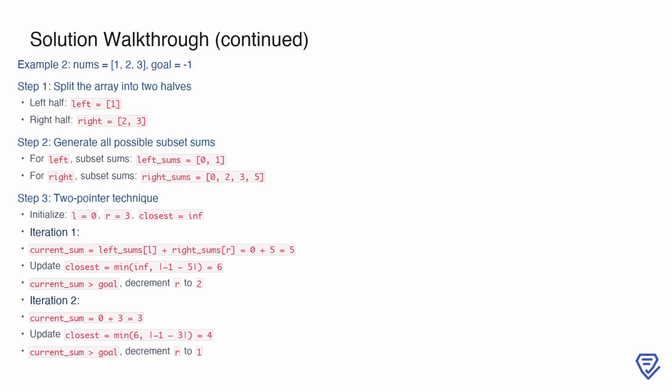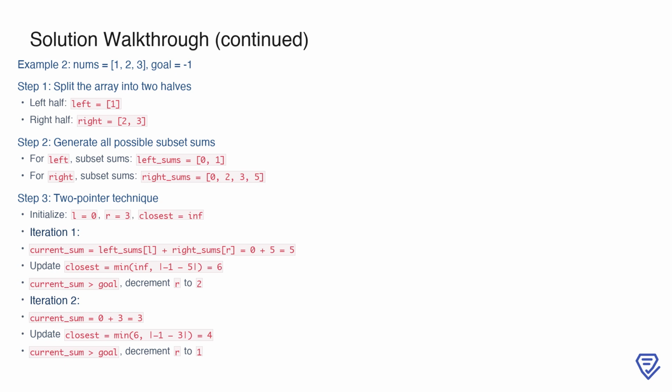Now let's consider another example where nums equals 1, 2, 3, and the goal is -1. Again, we split the array into two halves: the left half contains 1, and the right half contains 2, 3. Next, we calculate all subset sums. For the left half, the sums are 0 for the empty subset and 1 for the subset 1, giving left_sums as 0, 1. For the right half, the subsets yield sums of 0, 2, 3, and 5, resulting in right_sums as 0, 2, 3, 5. Using the two-pointer technique, we initialize pointers and begin comparing sums.